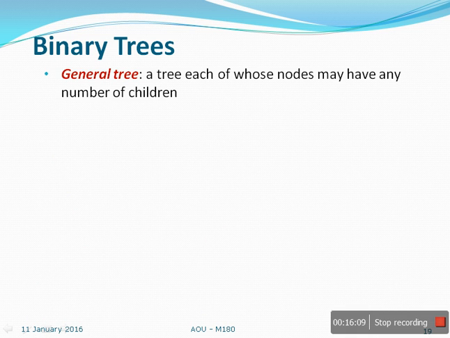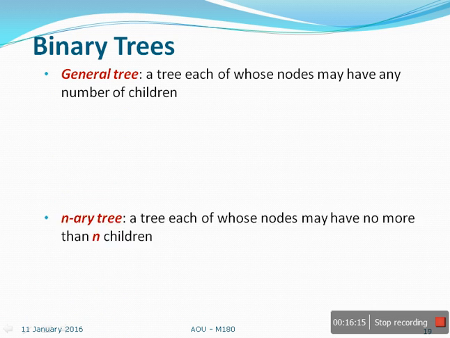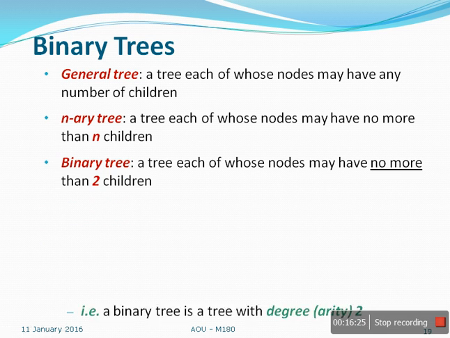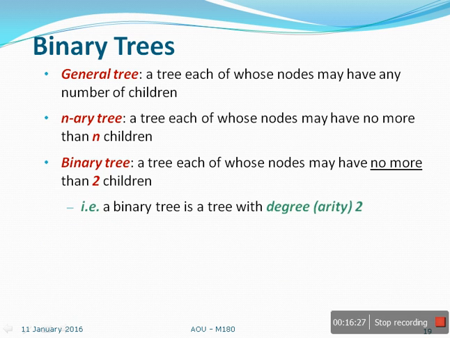Now let us look into the binary tree. A tree is one whose nodes may have any number of children. Whereas an n-ary tree is a tree whose nodes have no more than n children, that is, a maximum of n children. Whereas in a binary tree, bi means 2. So a binary tree will have 2 children at maximum for every node, or 0 to 2 children we can say.